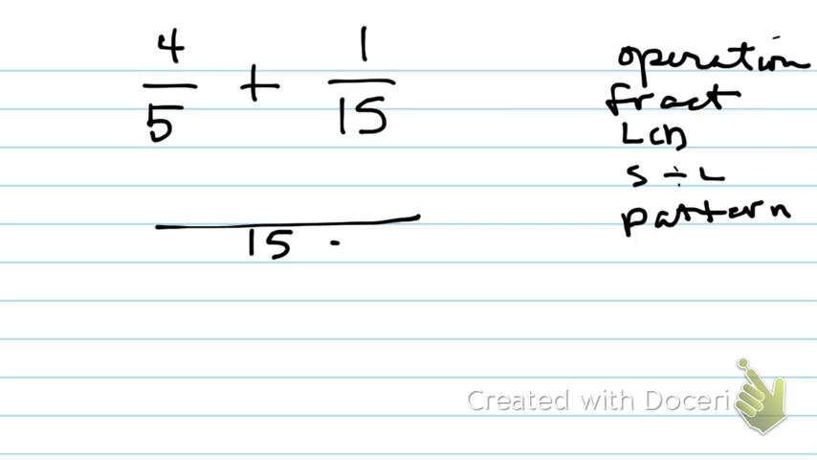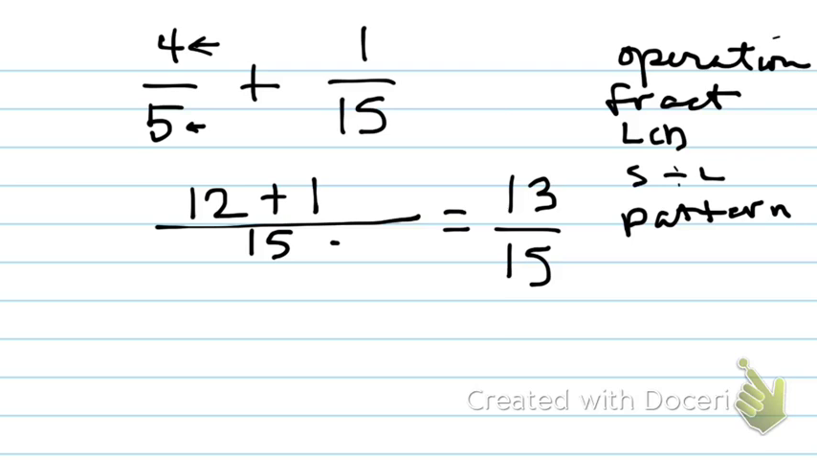What is my LCD? 15. Divided by what first? 5. Makes 3, times 4, which is 12. 15 divided by 5 is 3, and 3 times 4 is 12. Bring down your plus. Now let's do this one. 15 divided by 15 is 1, and 1 times 1 just stays 1. Then what? 13 over 15. Will it reduce? Nope. So there's your answer.